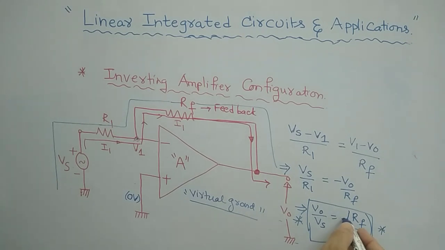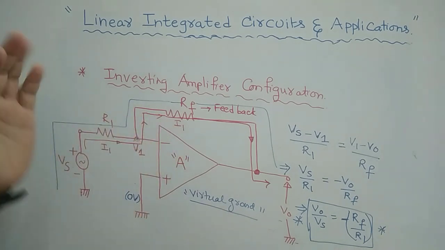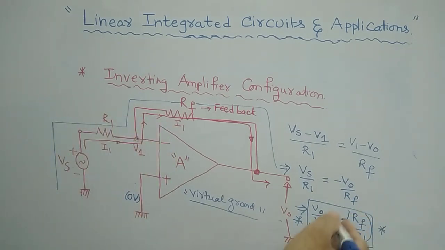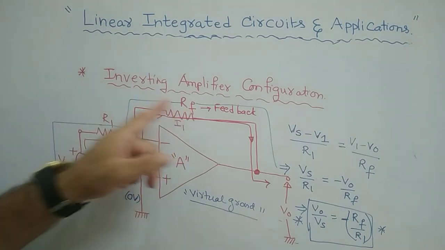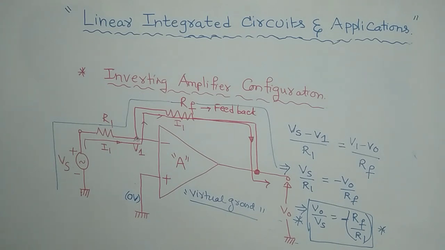As the minus is there, this minus indicates that it is inverted. So it inverts the input actually. This is the important relation: V0 by Vs is equal to minus Rf by R1. Or otherwise, if you want to calculate V0, the output V0 is equal to minus Rf by R1 into Vs, the input voltage. That's it. I think you have understood this concept, and I hope I have made some sense of it.